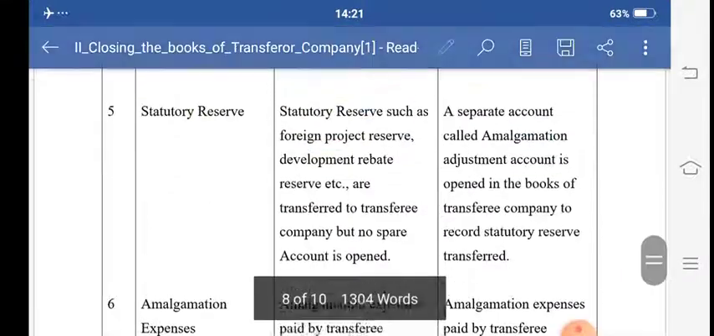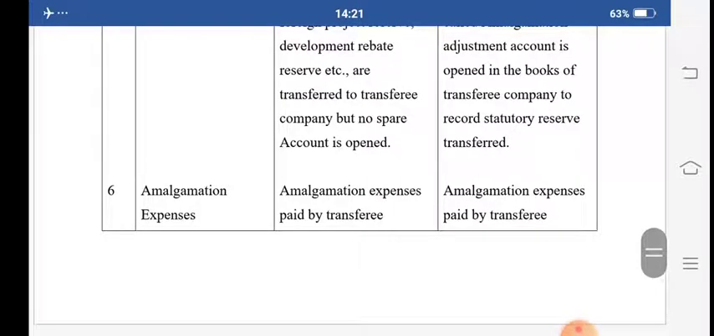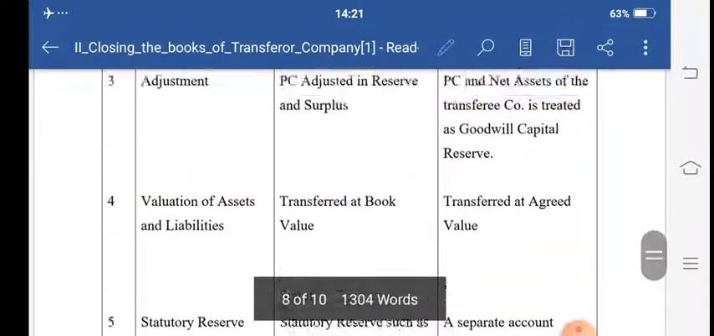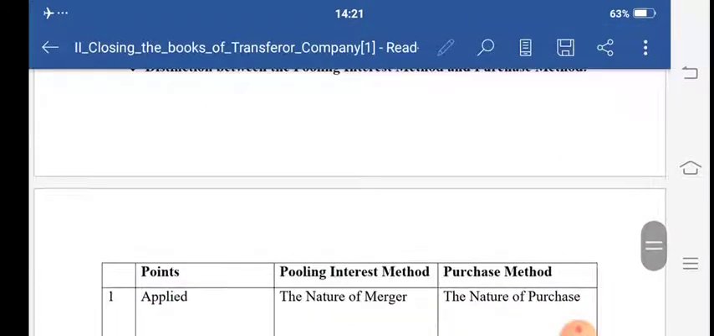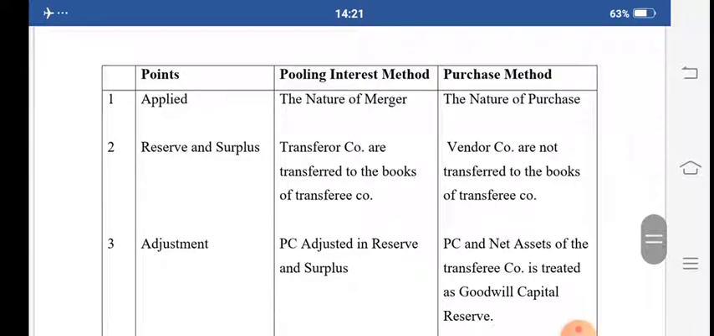It will come for 5 marks, and it is very easy to understand this difference between the pooling of interest method and the purchase method. I hope you understand.